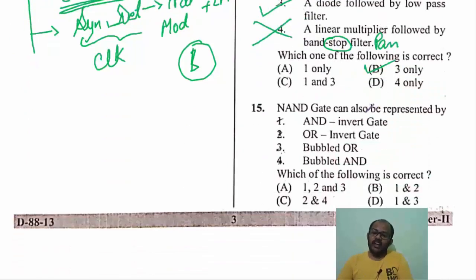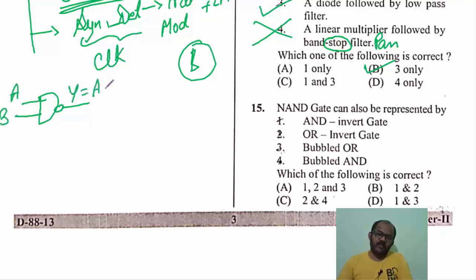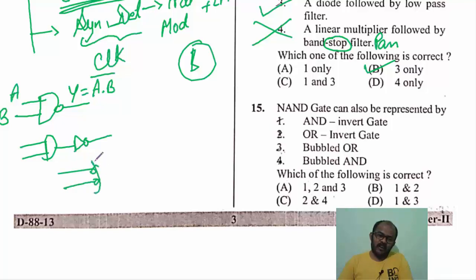15th question they have given is: NAND gate can be represented by. So the symbol for a NAND gate will be like this. We will be having two inputs, say A and B, output Y equals A dot B the whole bar. So NAND gate, how I can represent is, you will be having an AND gate followed by a NOT gate. So this is NAND gate. Or one more representation is, you can make use of a bubbled OR gate. So this bubbled OR gate is similar to your NAND gate. Similarly, bubbled AND gate is similar to NOR gate.